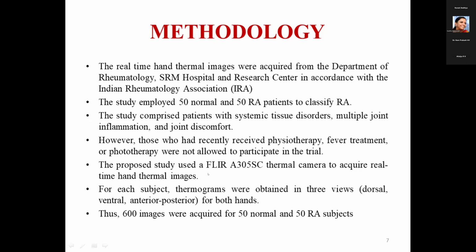For this study, we have used a FLIR A305 SC thermal camera to acquire the real-time images. And we have obtained images of hands in 3 views, that is dorsal, ventral, anterior, posterior. Likewise, we have obtained 600 images from both 50 normal and 50 RA patients.